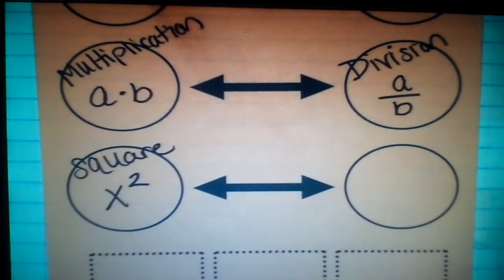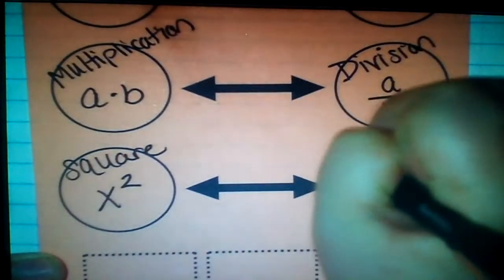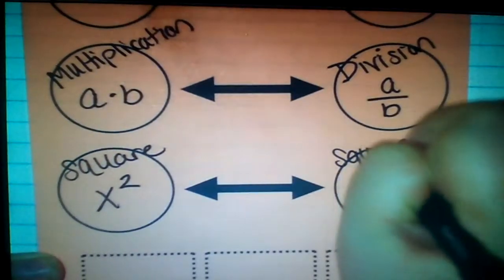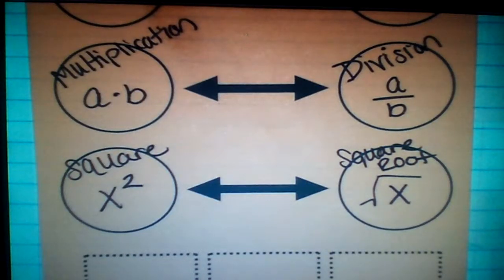How do we get rid of squaring something? Square root. We take the square root. Okay, so with the square root, because I'm sure most of you have not done a lot with squares and square roots. Okay, we are going to get into a little bit of it this year. You're going to see the bulk of square roots in math 2. Okay, you're going to see the biggest part of square roots in math 2.